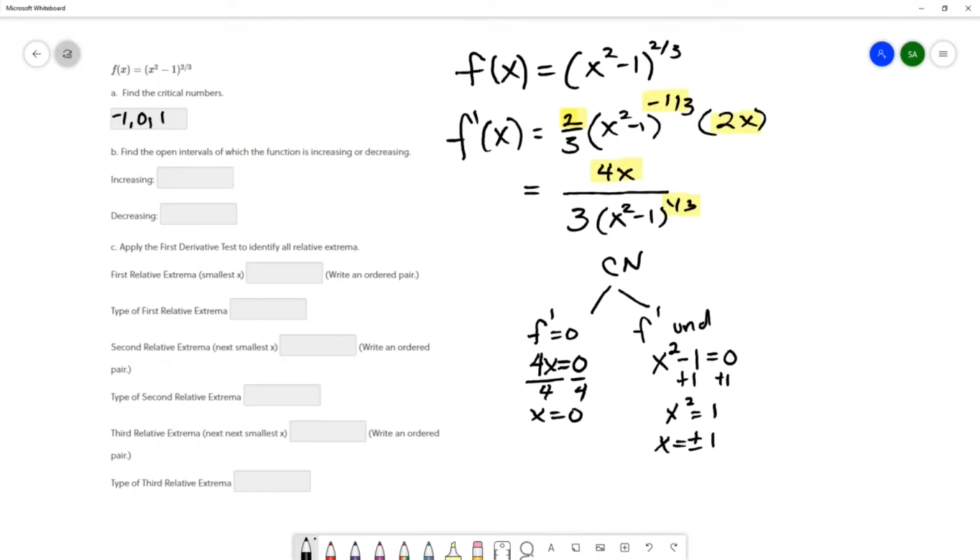Once I identify the critical numbers, I'm going to use them to find the intervals where this function is increasing or decreasing. So I take the critical numbers and use them to divide up the number line into intervals. I want to make sure I write those critical numbers in order from smallest to largest, because the real number line is stated from smallest to largest, from left to right.